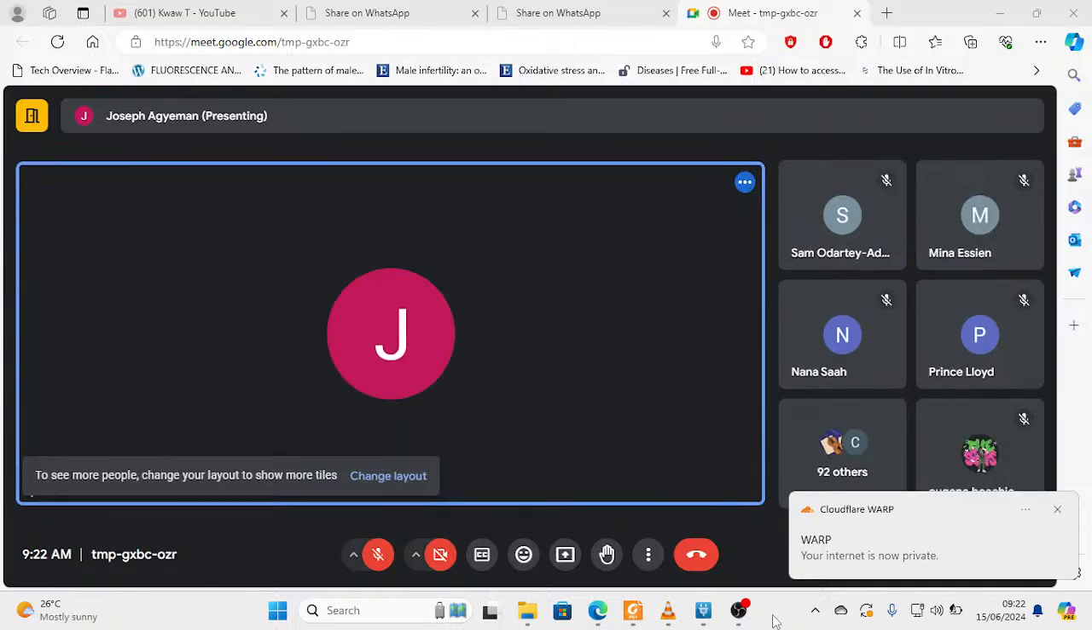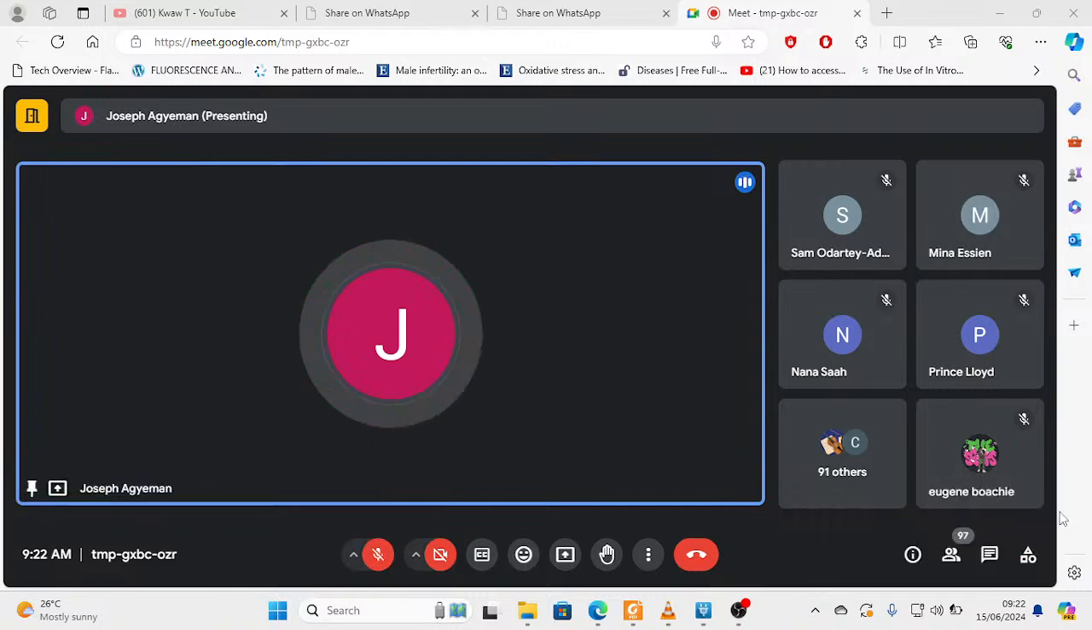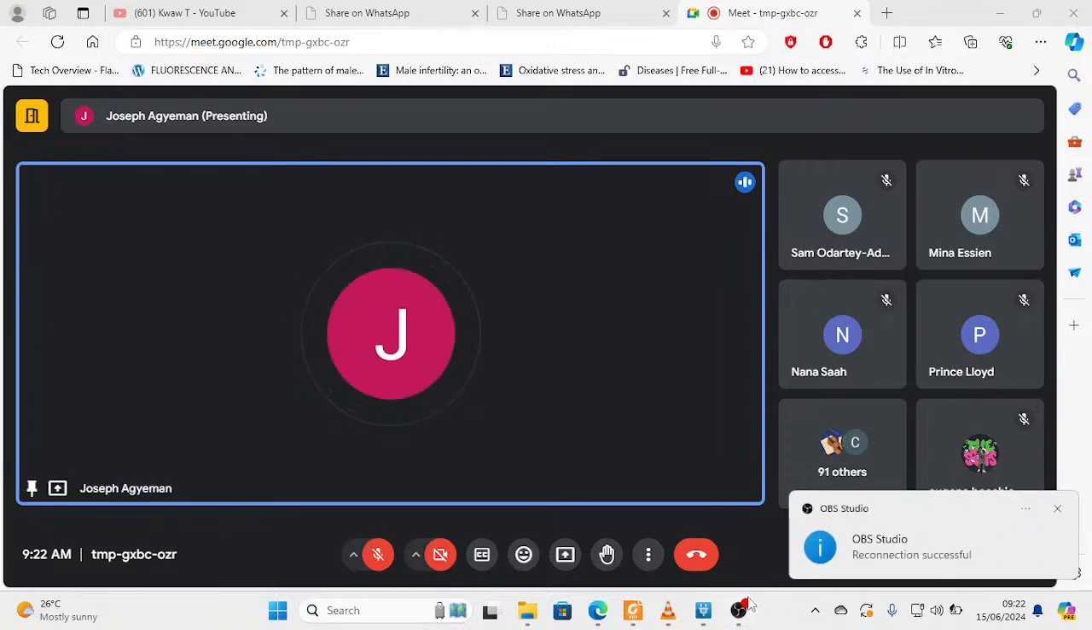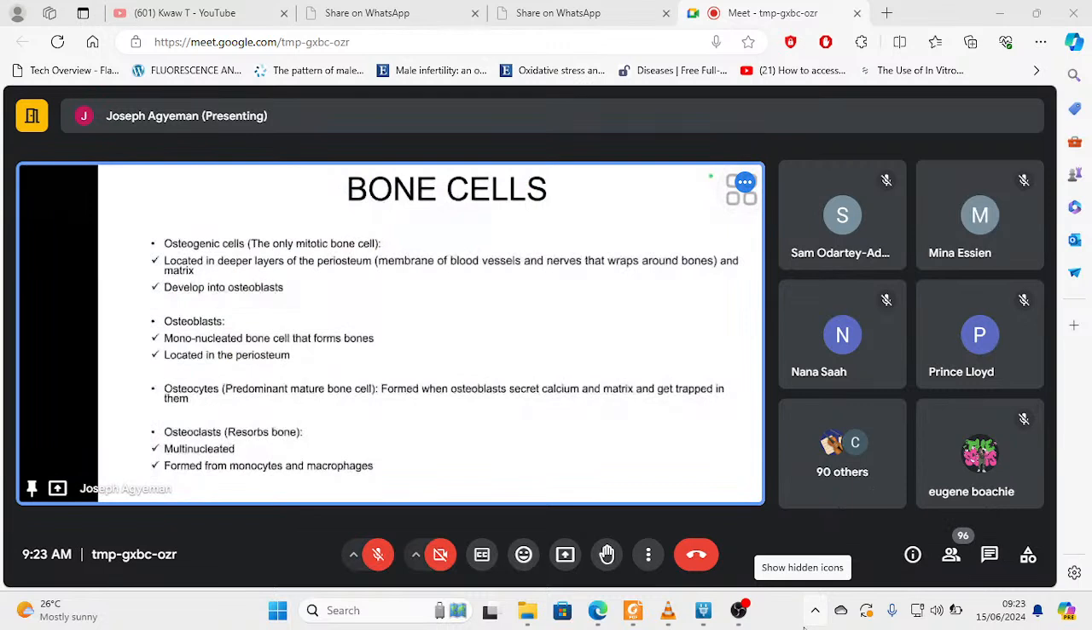Osteocytes are just matured osteoblasts that are formed when they are trapped within the ions, that is calcium, and the bone matrix. Then you call them osteocytes. Then the bad guys, osteoclasts. Osteoclasts contain multiple nuclei and therefore they are multinucleated. And these are produced from white blood cells, monocytes, and macrophages.